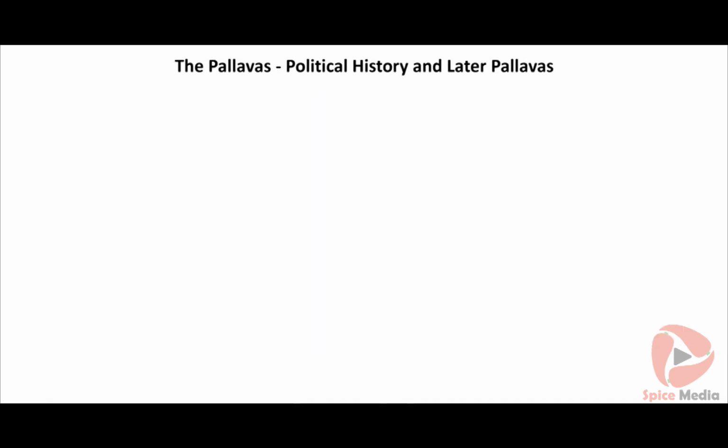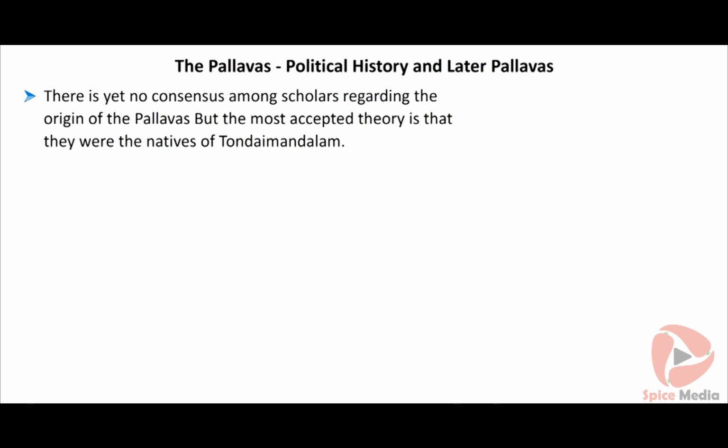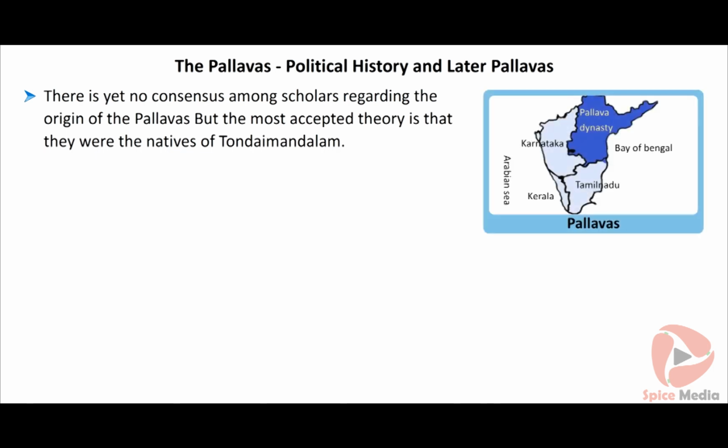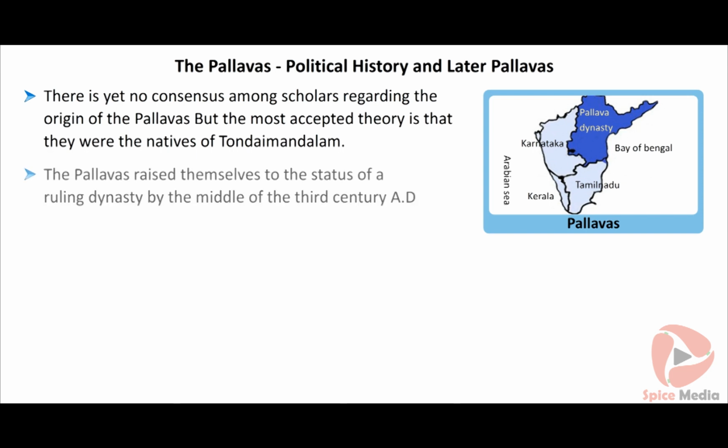The Pallavas, political history and later Pallavas. There is yet no consensus among scholars regarding the origin of the Pallavas. Some historians viewed that they were of Persian origin, while others say that they were feudatories of the Satavahanas. But the most accepted theory is that they were the natives of Tondai Mandalam. The Pallavas raised themselves to the status of a ruling dynasty by the middle of the 3rd century AD. The Pallava dynasty was divided into early and later Pallavas.